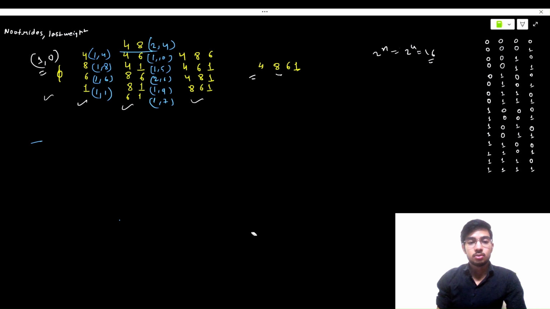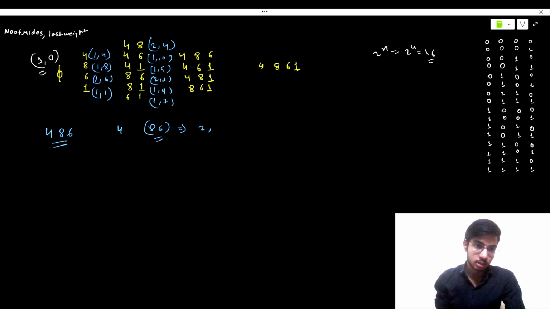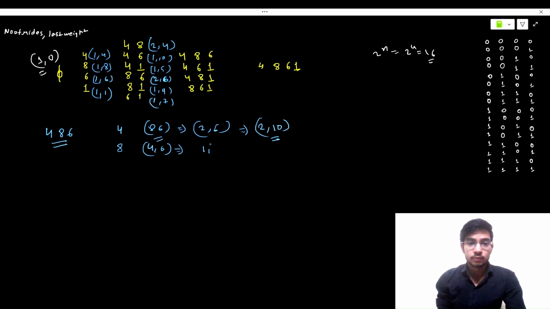Now let's try to do the next state, which is this. If you try to process this state 4, 8, 6, if you try to process 4, it depends on the previous state 8, 6, that is 8, 6, 2, and what is this? It is 2, 6. Right? Can you process it? Yes, you can. And the last weight would update to 10. If you try to process 8, the previous state would be 4, 6, which is 1, 10. Can you process it? No. 2, 8 would be the next state.